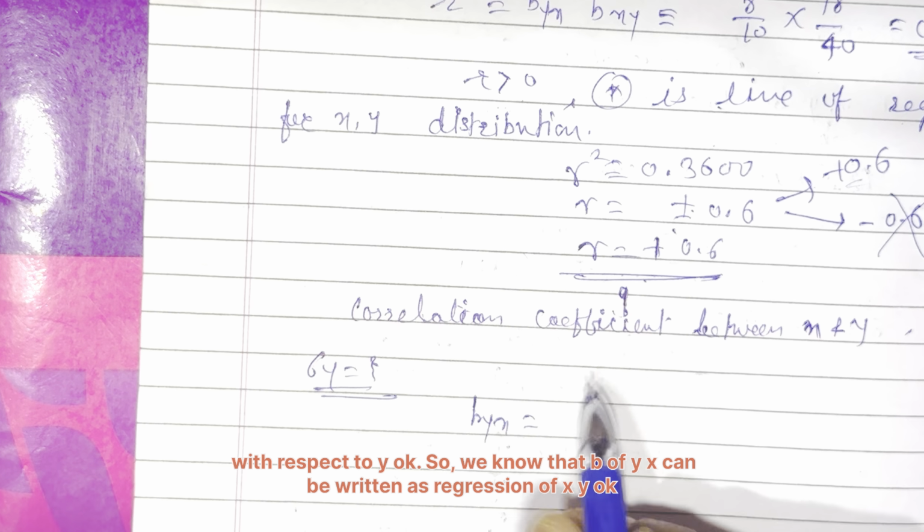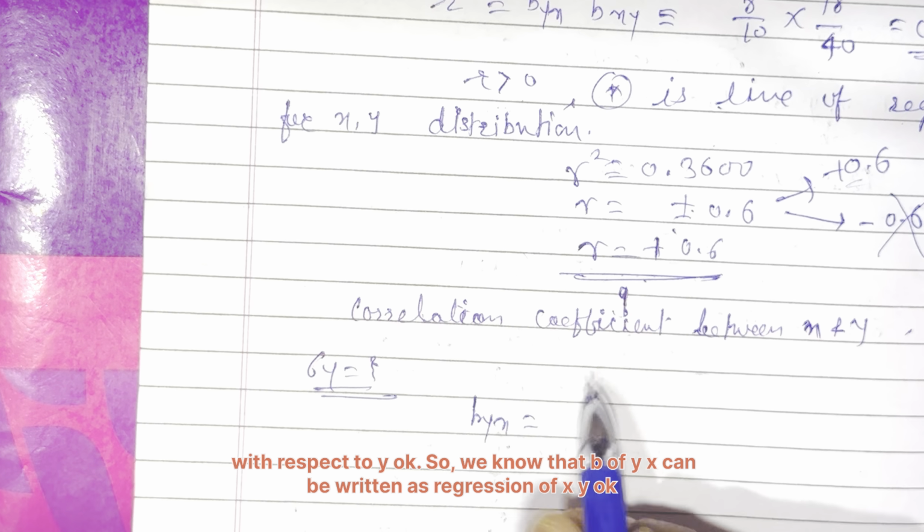So just replace the values. b of y over x is 8 by 10. Replace the value over here. The correlation coefficient is 0.6, and sigma y is what we want. So what about sigma x? How can we find sigma x?